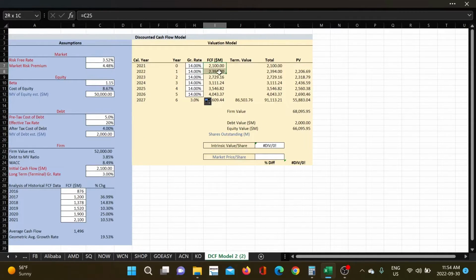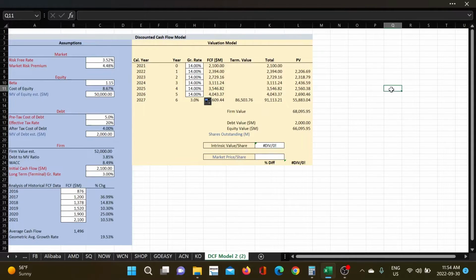So you can see that our free cash flows have populated and they grow at a compounded rate of 14%. And then we end up with a total firm value. So basically what this is saying is that assuming a 14% future growth rate, by 2027, the company is going to be worth $91 billion.